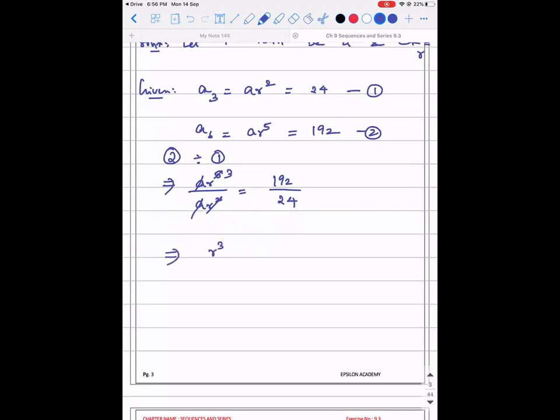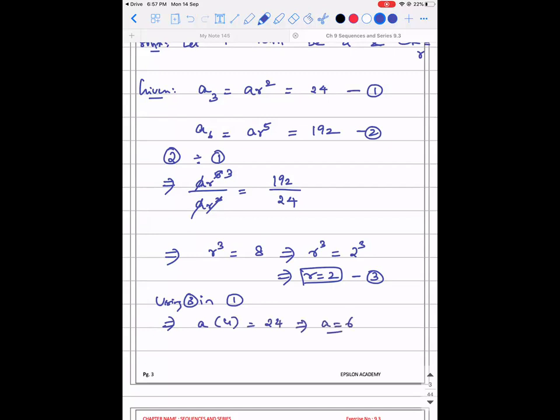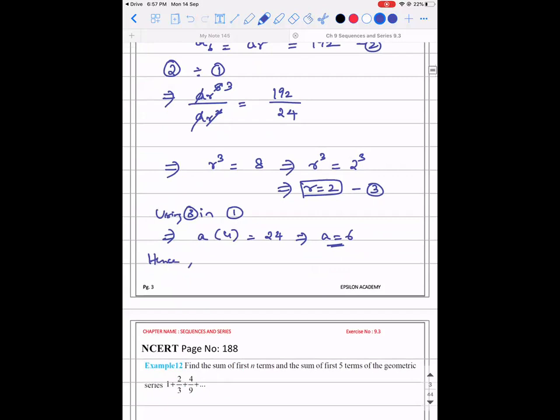So you'll have R cube is equal to 24 into how many? 8 times, right? 4 8s is 32, last digit 2. So R cube is 8, which implies R cube is 2 cube, R will be 2. When the value of R is 2, substitute it in any one of the equations. Using 2 in 1, what do we get? A into R square, that is 4, is equal to 24. A will be 6. Hence, A10 will be equal to AR power 9. A is 6, R is 2 power 9. So 2 power 9 is 512.